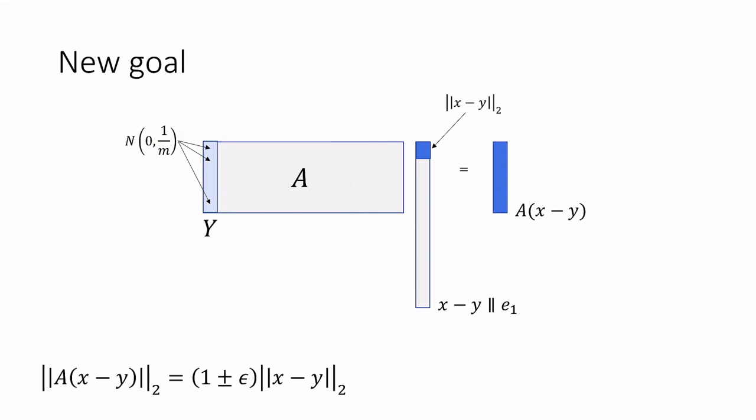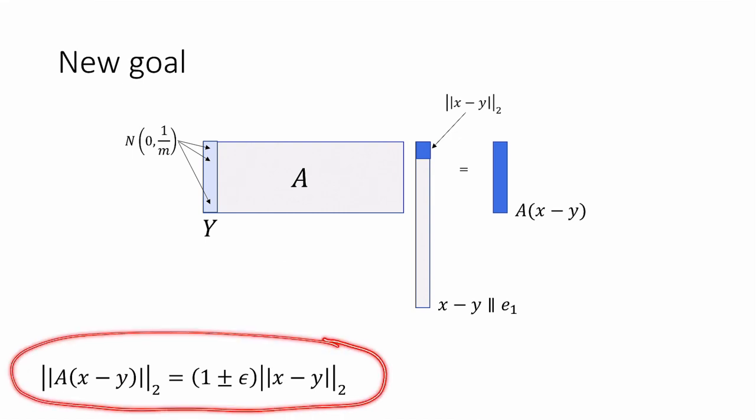Okay, so given that simplification, our new goal is the following. We have this random matrix A, and we're going to multiply it by x minus y, which we're assuming is parallel to e1. That is, x minus y has only one non-zero coordinate, the first one, and the value of that non-zero coordinate is the L2 norm of x minus y. We want to show the same thing that we wanted to show before, which is that the L2 norm of A times x minus y is approximately equal to the L2 norm of x minus y.